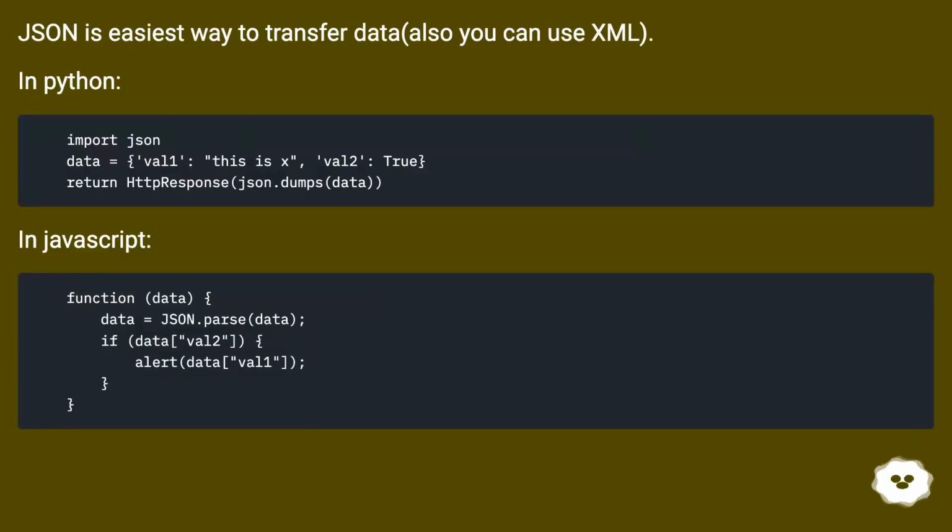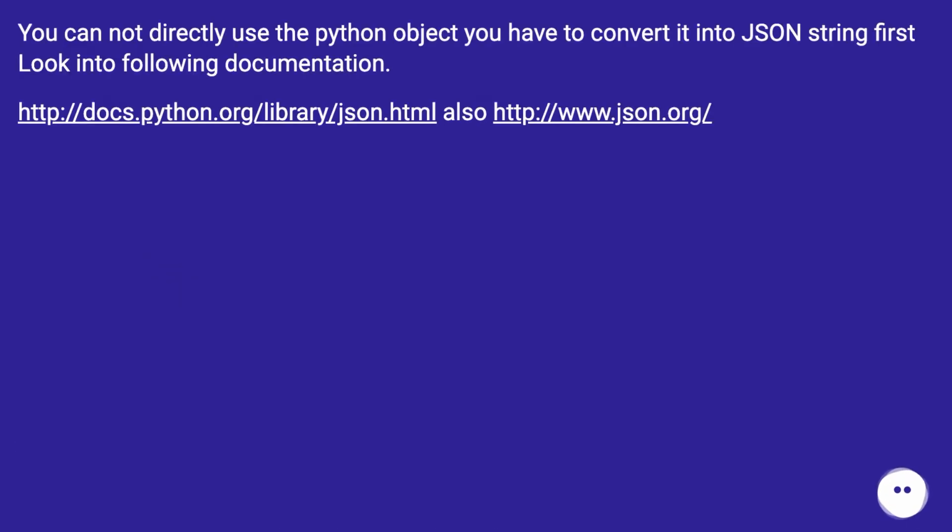JSON is the easiest way to transfer data. Also you can use XML. In Python. In JavaScript. You cannot directly use the Python object, you have to convert it into a JSON string first.